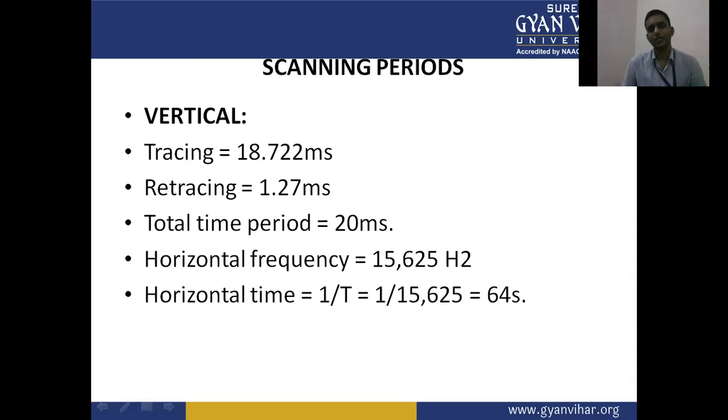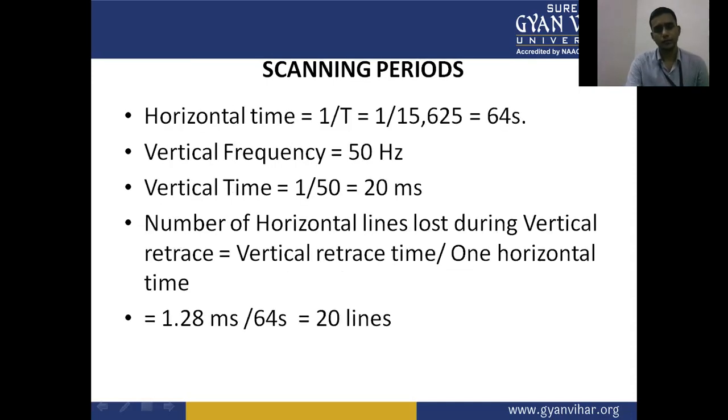Horizontal frequency is 15,625 Hz. Horizontal time is 1 upon f, equal to 64 microseconds. Scanning periods: horizontal time is equal to 1 upon f, that is 64 microseconds. Vertical frequency is 50 Hz. Vertical time period is 20 milliseconds.